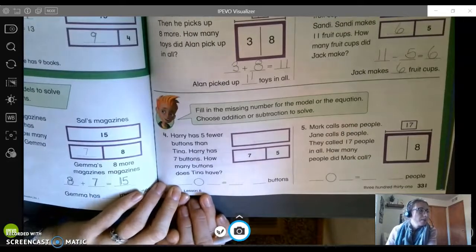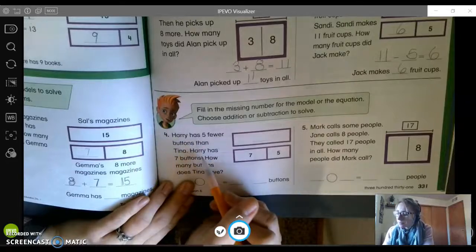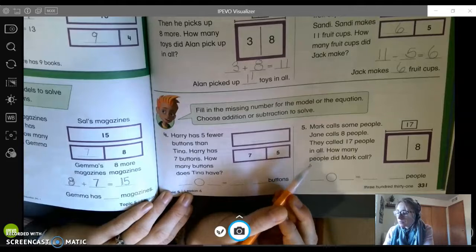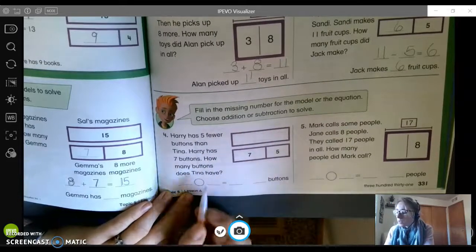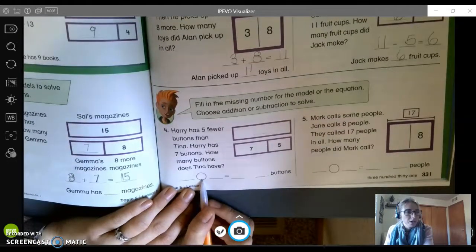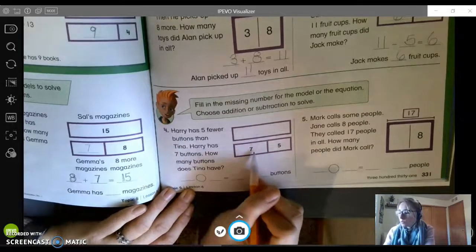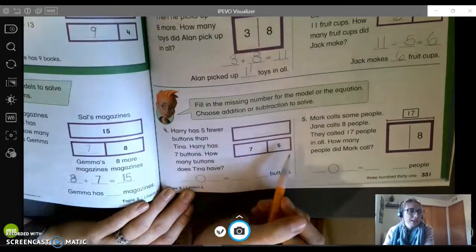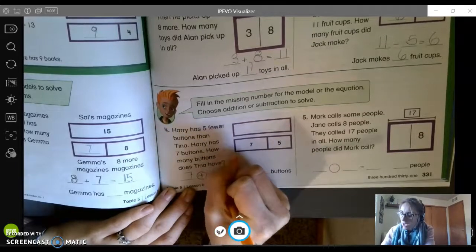Okay, moving down to the bottom. Harry has 5 fewer buttons than Tina. Harry has 7 buttons. How many buttons does Tina have? So we see our 7 and our 5 here, and the part that is missing is the whole. And the circle shows us that you can choose subtraction or addition. I'm going to choose addition because when we have the 2 parts, the easiest way to find the whole is to add them together. So I'm going to choose addition and say 7 plus 5.